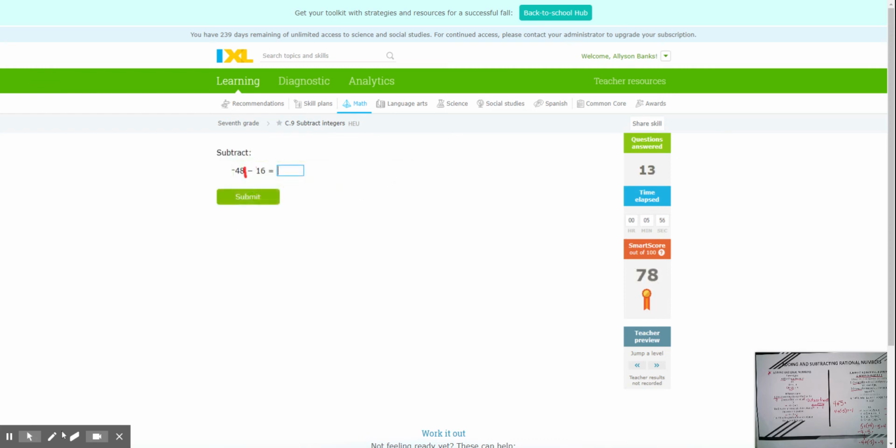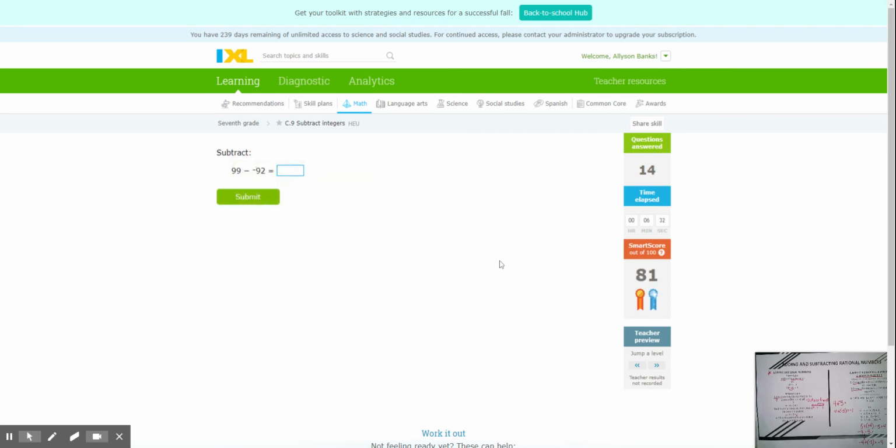Let's do one more. And erase this. Okay, we have negative 48 minus 16. So we're going to say add the opposite, or change. So now we have negative 48 plus negative 16. Okay, so they're both the same sign. So now we just have to add. So 6 plus 8 is 14. Add 1. So 8, 4, 5, 6, 64. And it's going to be negative 64.